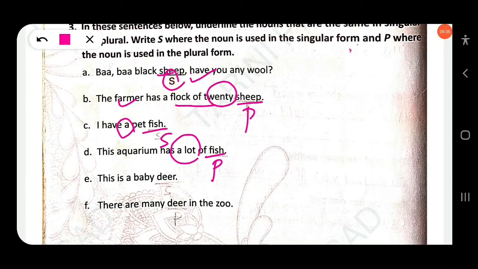This is a baby deer. Just look at this: the article "a" is used, that means singular, so you have to underline deer and write S. There are many deer in the zoo. Here the adjective "many" is used, so you have to underline deer and write P. Many means more than one, so here deer is used as a plural.